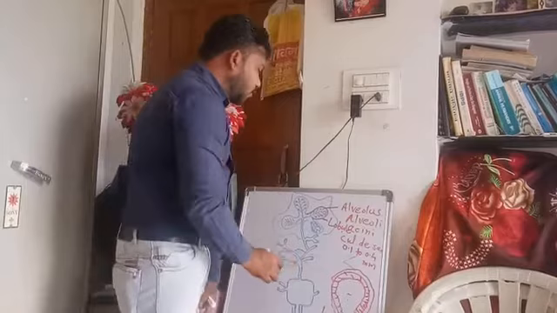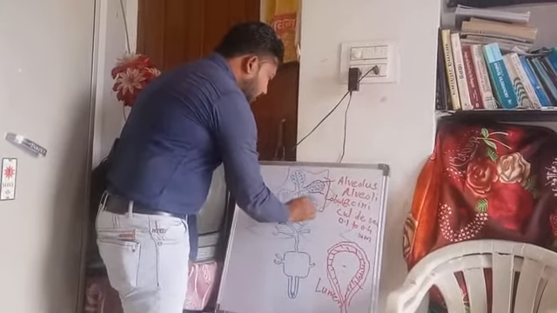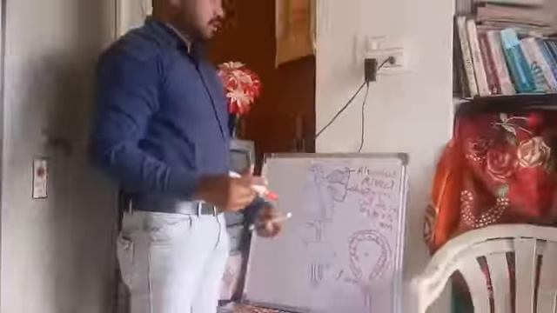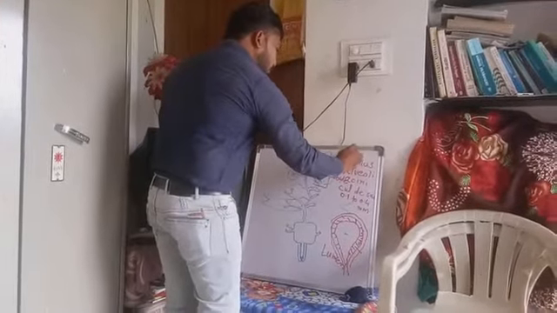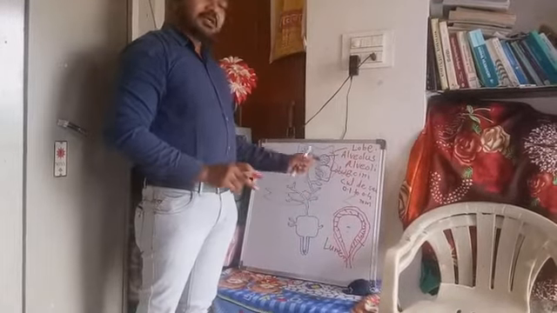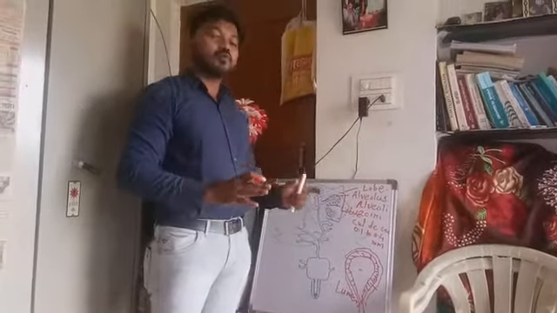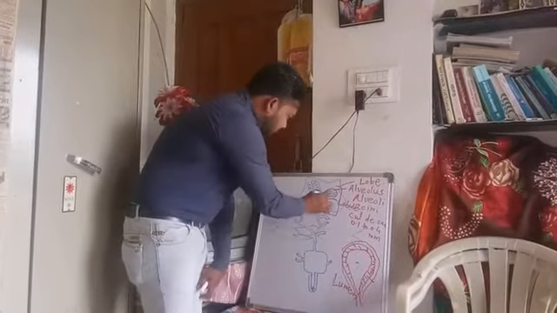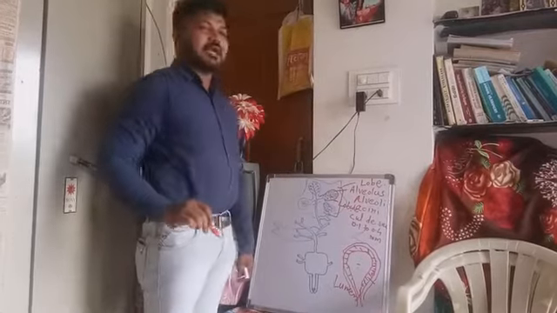When two or more lobules, so this is the single lobule, this is another lobule, combine together, then it is called a lobe. So a lobule is a bunch of alveoli and their duct system, while a lobe is a bunch of lobules. Then here you can see that each alveolus has a smaller duct at the end.